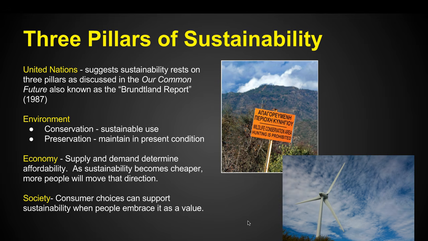The 3 pillars of sustainability. Well, the United Nations, the governing body that's really had its hand on making sure there are laws in place to make sure the planet is cared for, suggests that sustainability rests on 3 pillars, as discussed in Our Common Future, the report created by Brundtland, also known as the Brundtland Report, back in 1987. And the 3 pillars are environment, economy, and society.